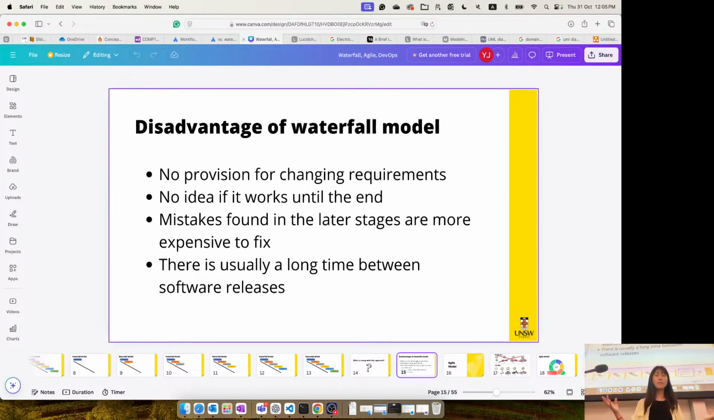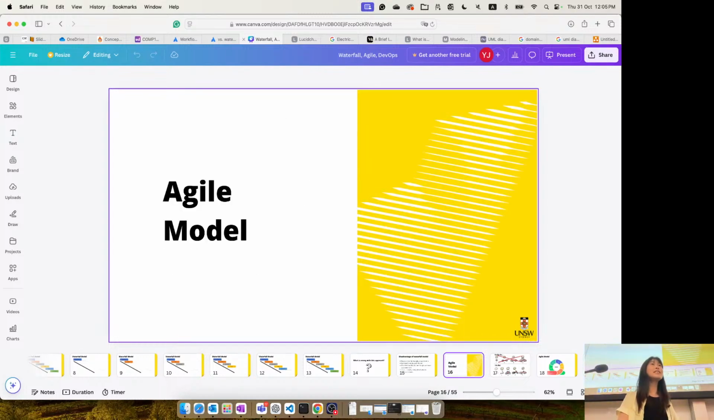And if any mistake is found at a later stage, for example the development, testing or deployment stage, it's also very expensive to fix because you need to go back to the requirement phase again. So this is when and why the Agile model came about.